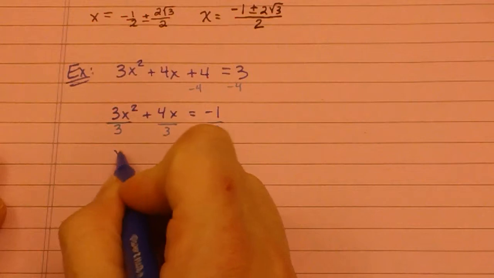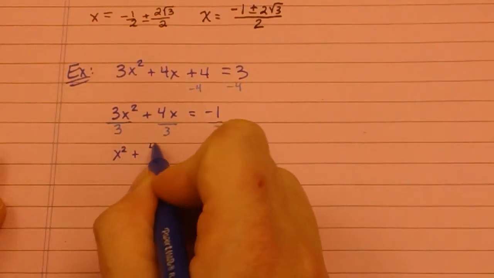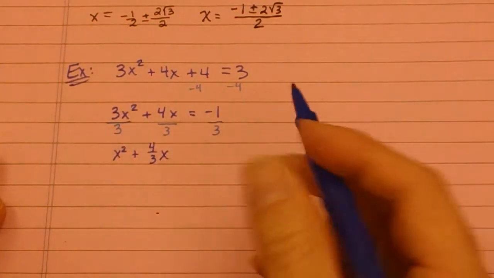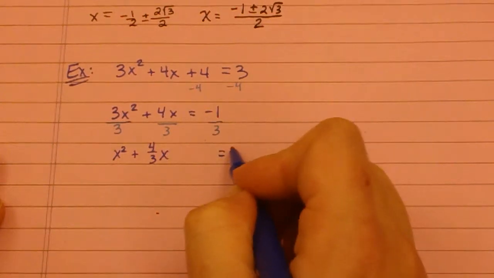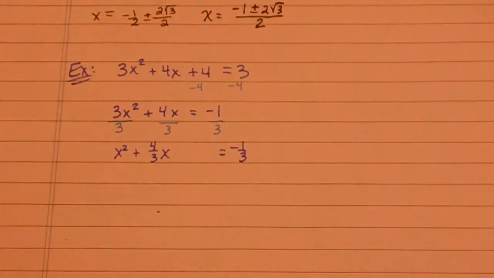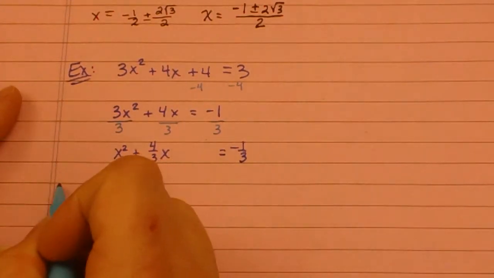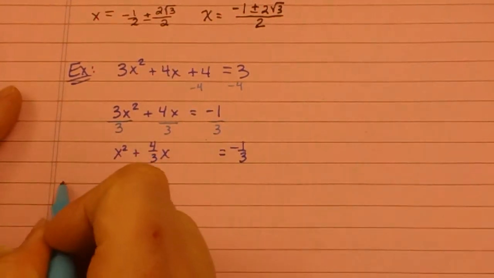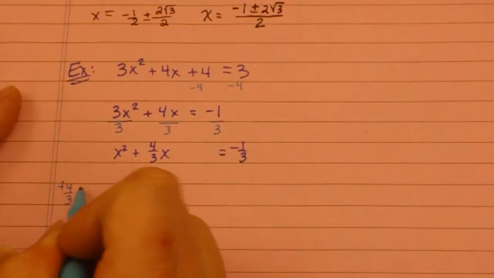So now I have x squared plus 4/3 x, leave a space, equals -1/3. On this one, b divided by 2 gets a little bit complicated. I'm not going to write 4/3 over 2. I'm going to think of it as a positive 4/3 divided by 2.